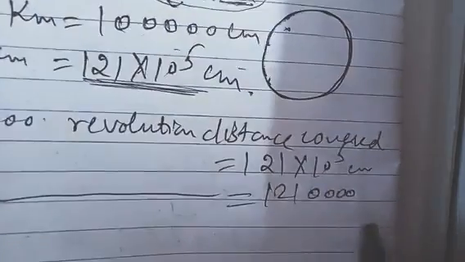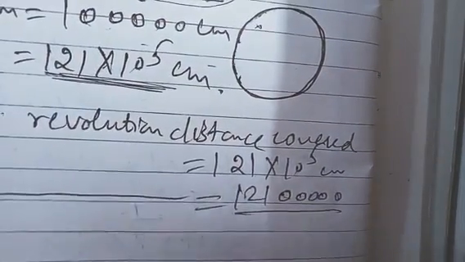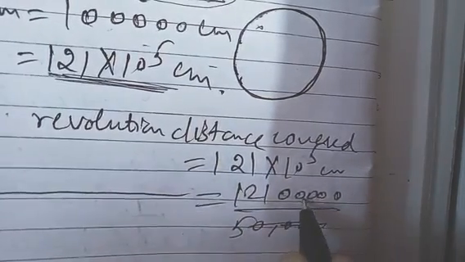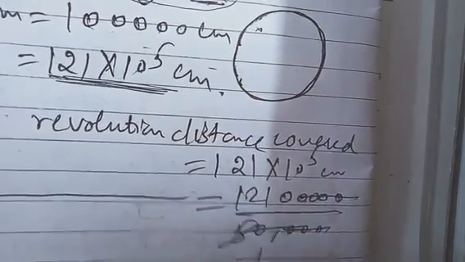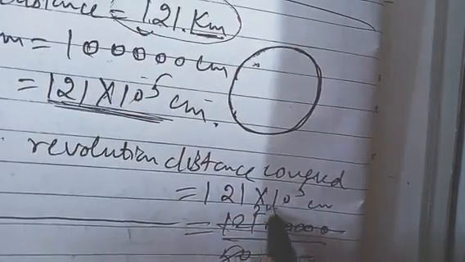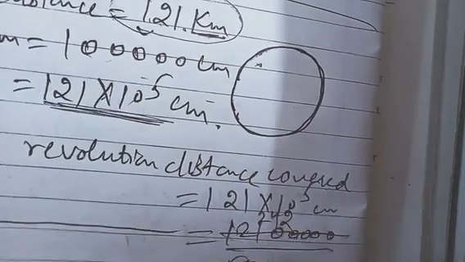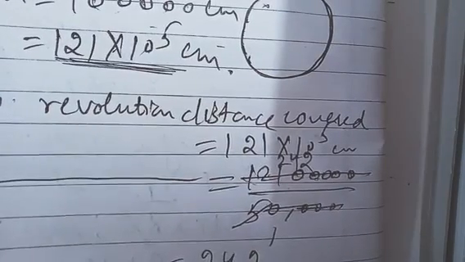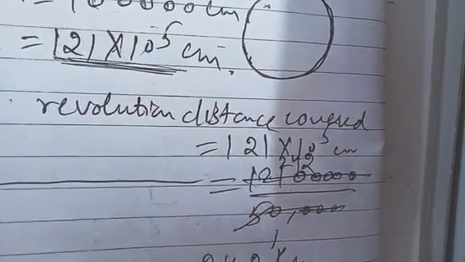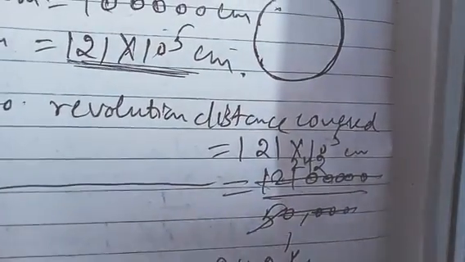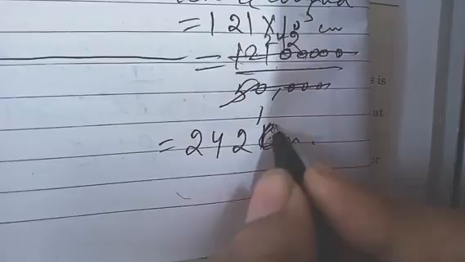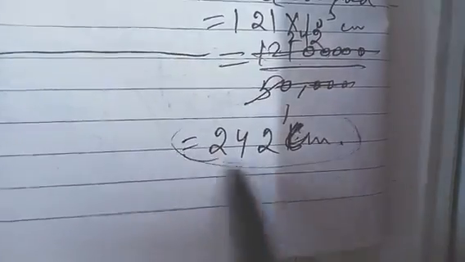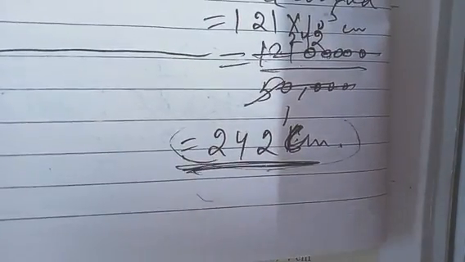121 multiplied by 10 to the power 5, or you can write it this way, divided by 50,000. 4 zeros cut with these 4 zeros. 5 1s are 5, 5 2s are 10, 5 4s are 20, again 5 2s are 10. How much? 242 centimeter. Means distance covered in one revolution is equal to 242 centimeter.